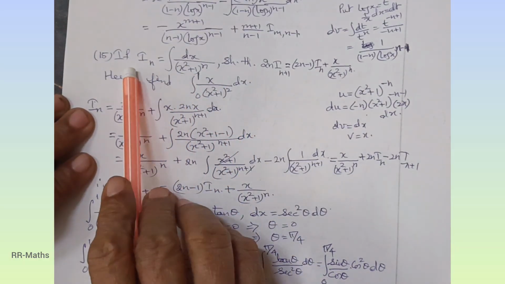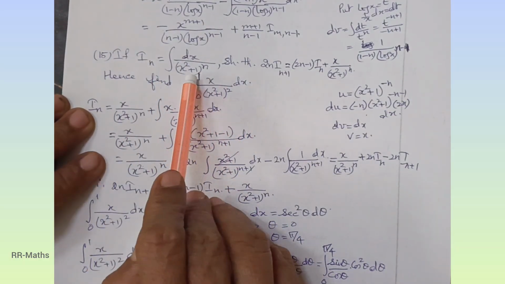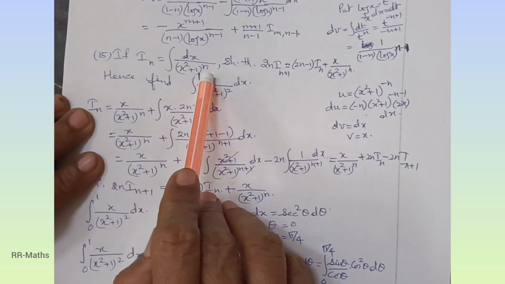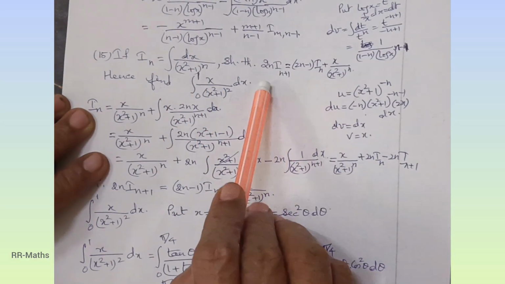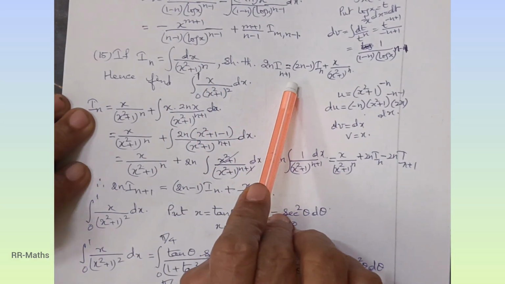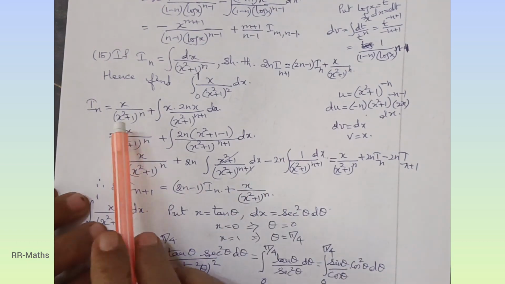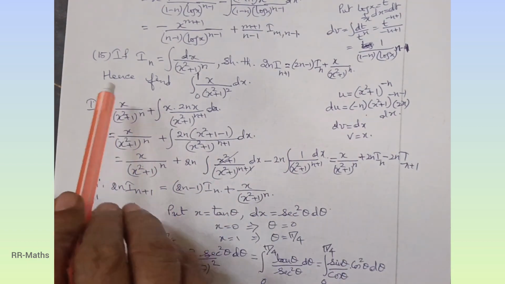Now, if you see this problem, they have called In, so that n stands for the denominator, but in the answer you have it in terms of I(n+1). Okay, so we'll have to see what happens here.